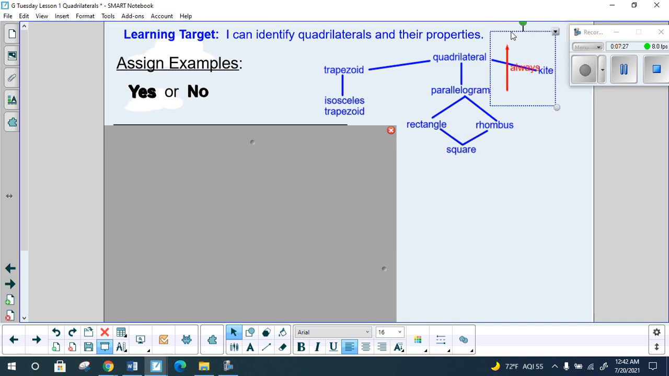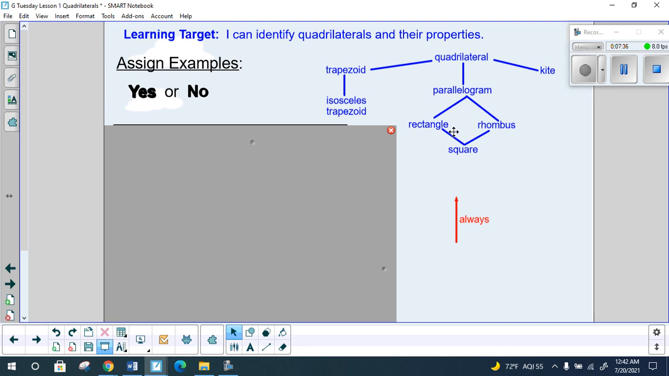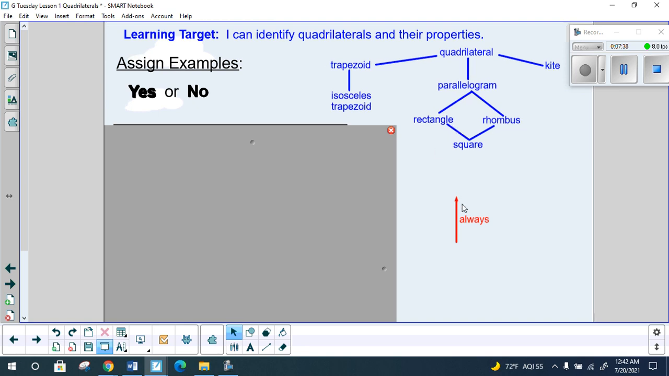Now, the same idea could be true down here. I could say, is a square a rectangle? Is it always a rectangle? Yes, because I'm going upward. But if I was going downward, is a rectangle always a square? No, it's not. Is a parallelogram always going to be a rhombus? No. Is a quadrilateral always going to be a kite? No. It's only always if it goes up.